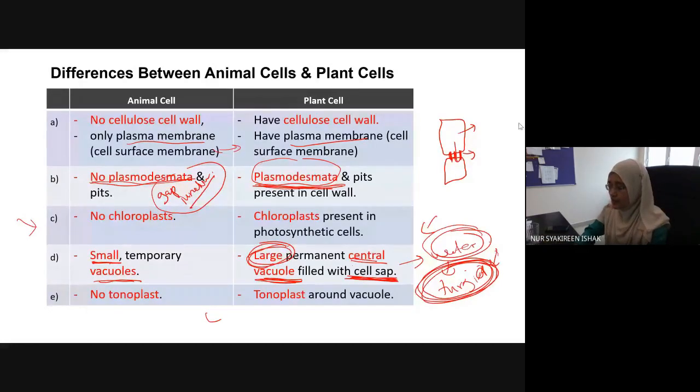Okay. And then the membrane of the central vacuole, we call it tonoplast. So for plant cell, because they have central vacuole, they have tonoplast, the membrane of the central vacuole. And because animal cell does not have any central vacuole, obviously no tonoplast.